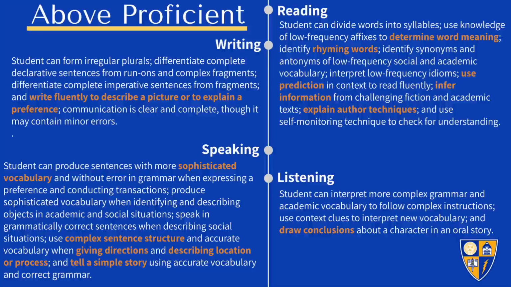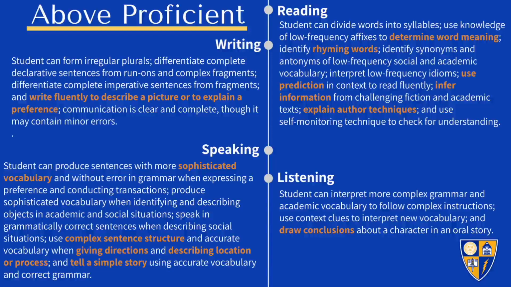And then above proficient, for reading, I mean, they can determine word meaning, identify rhyming words, use prediction in order to read fluently. They can infer information and explain author techniques. I mean, there's some teachers out there that's a dream come true if their students can do all that. For listening, they can draw conclusions about a character in an oral story. And then for writing, they can write fluently to describe a picture, explain a preference, and it says there still might be minor errors.